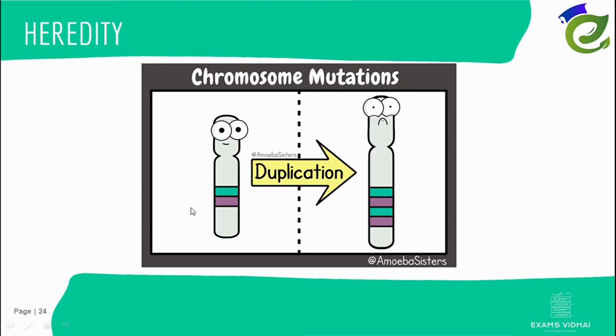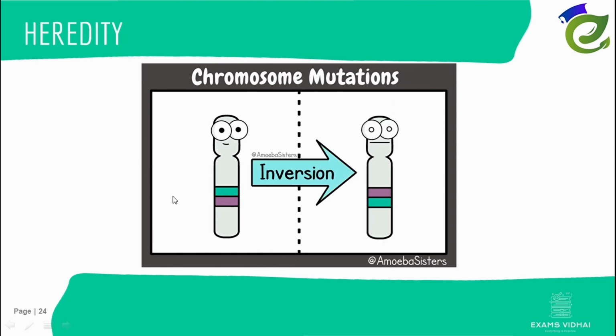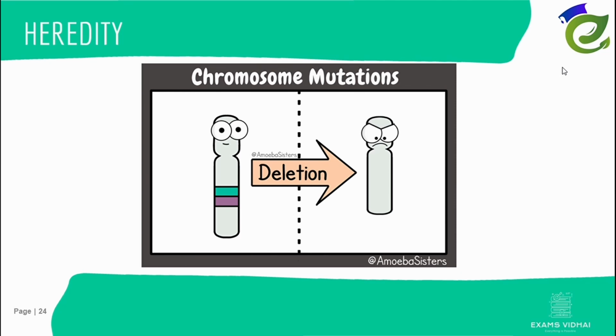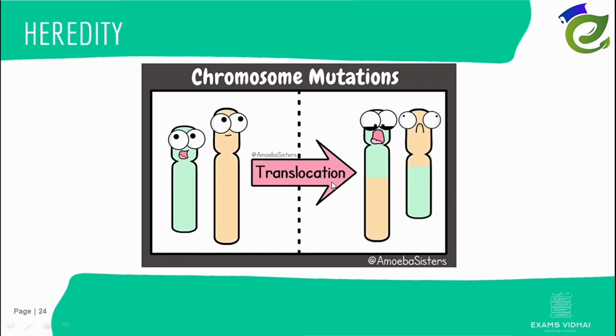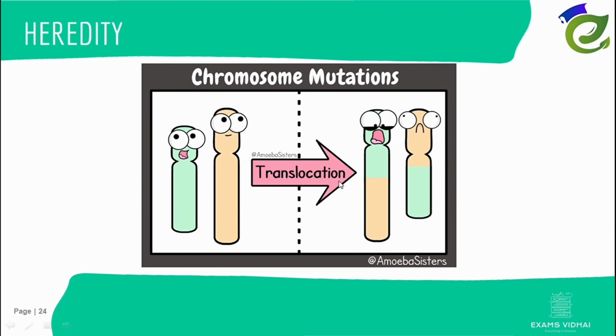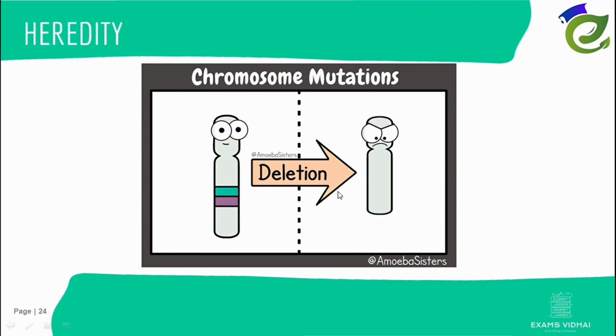For duplication, it duplicates the present material. So the important chromosome mutations are deletion, inversion, translocation and duplication. For deletion, it deletes the material. For inversion, it inverses. Translocation, you can see it's translocated. Duplication, it duplicates.